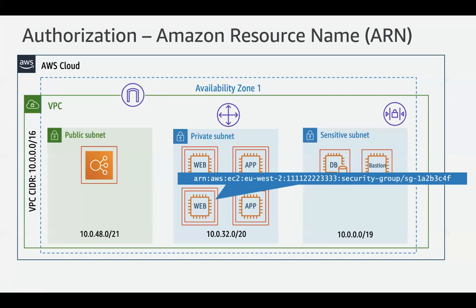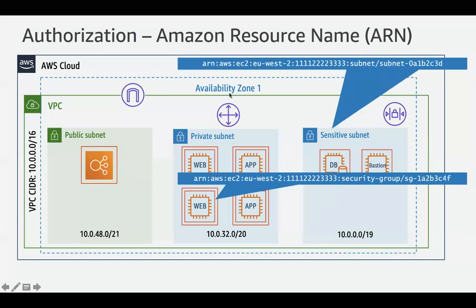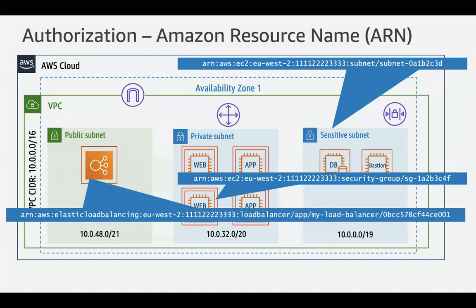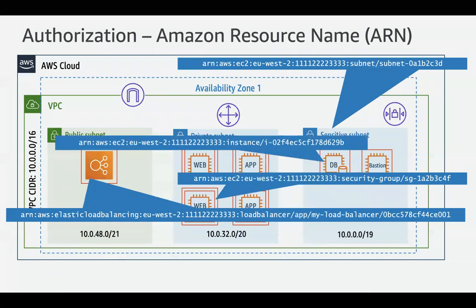That's a unique ARN. Okay, it's unique. There won't be another ARN like this anywhere, which is very unique. Similarly, you have subnet: ARN, AWS, EC2, EU West 2, account ID, subnet. Yeah, load balancer: ARN, AWS, Elastic Load Balancing, EU West 2, account ID, load balancer, whatever load balancer that you create. EC2 instance, right? So this is common: ARN, AWS, EC2, EU West 2, account ID, instance / instance ID.